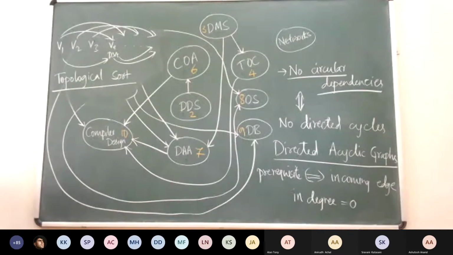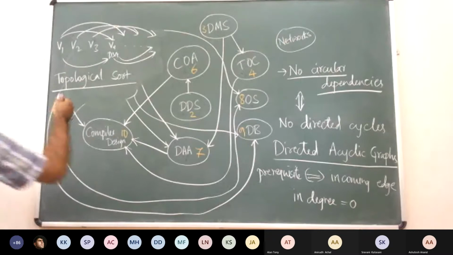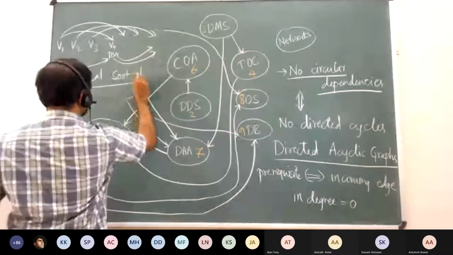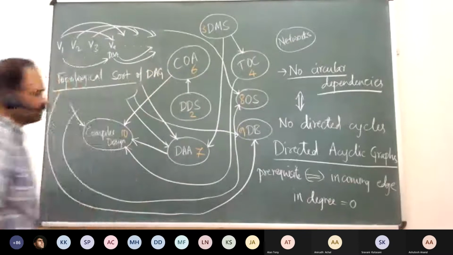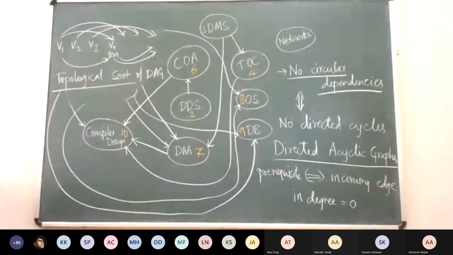Notice that it is very important that the graph is a directed acyclic graph to get a topological sort. So this is defined only for a directed acyclic graph. It's a topological sort of a DAG. Okay, so is that fine? Is the definition clear?